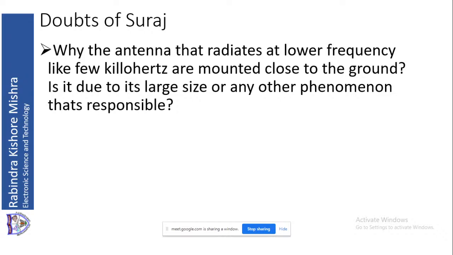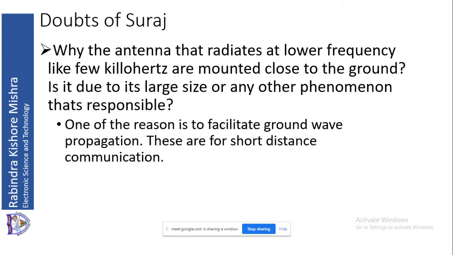Now the array elements should be closer to each other to be directive in nature. It is a two element array, so it will have a sine theta function of direction. That is how you find the radiation field. But if the distance is large, then this array will be ineffective. It will be like two different sources, not an array, and the directive property will be lost. So that is another reason for which they are placed close to the earth. I hope I answered this question as well.